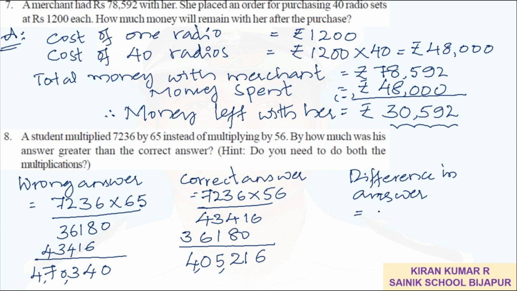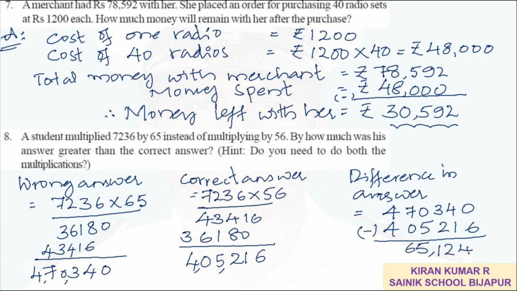So the difference in answer will be 4,70,340. We need to subtract 4,05,216. Let's subtract. We will be getting 65,124. You can cross-check the answer. Let's move on to the next question.